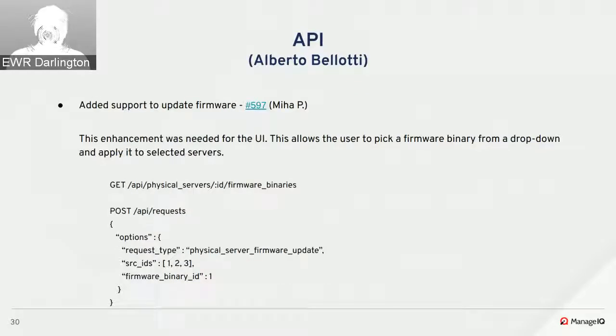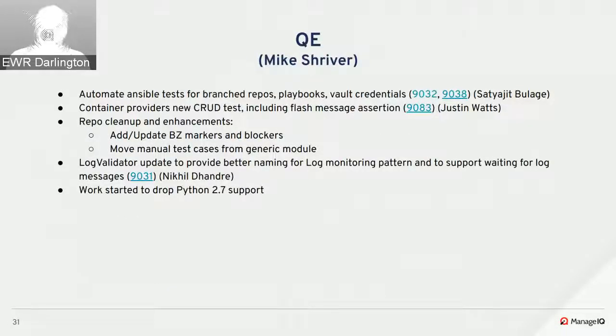Next slide. And we had an enhancement to support updating firmware. So this is essentially for the UI, so they can present the user with a list of firmware binaries from a drop-down, and they could do the application of that. So one enhancement is to return the sub-collection, the list of firmware binaries for the physical servers, and then an API request type, so that can be updated through the options for physical server firmware updates. And next slide. That's it for the API.